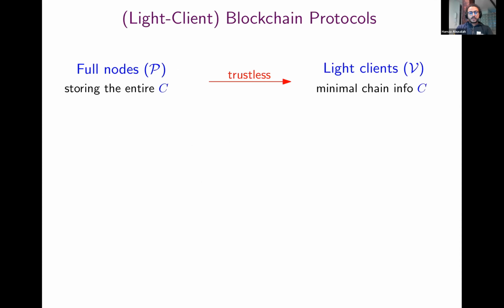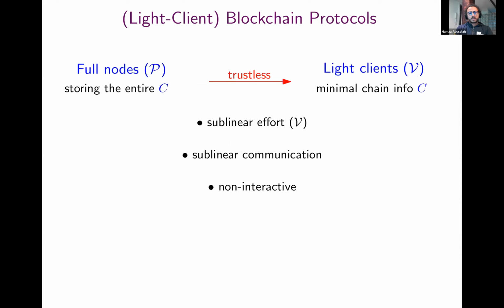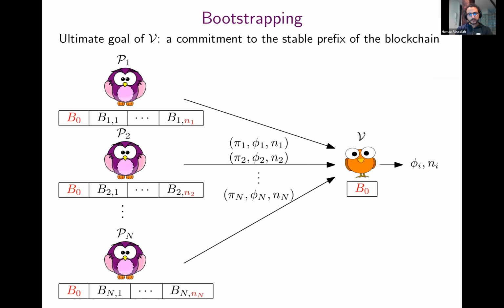In light client blockchain protocols, you have full node provers that store the entirety of the blockchain, and you have light client verifiers that have minimal information about the blockchain, optimally the genesis block. We would like the protocol to satisfy a few properties. We would like the verifier to have sublinear effort, the communication to be sublinear, and the protocol non-interactive. If additionally the protocol achieves sublinear prover and no setup assumptions, that's a plus, and our protocol achieves all of these properties.